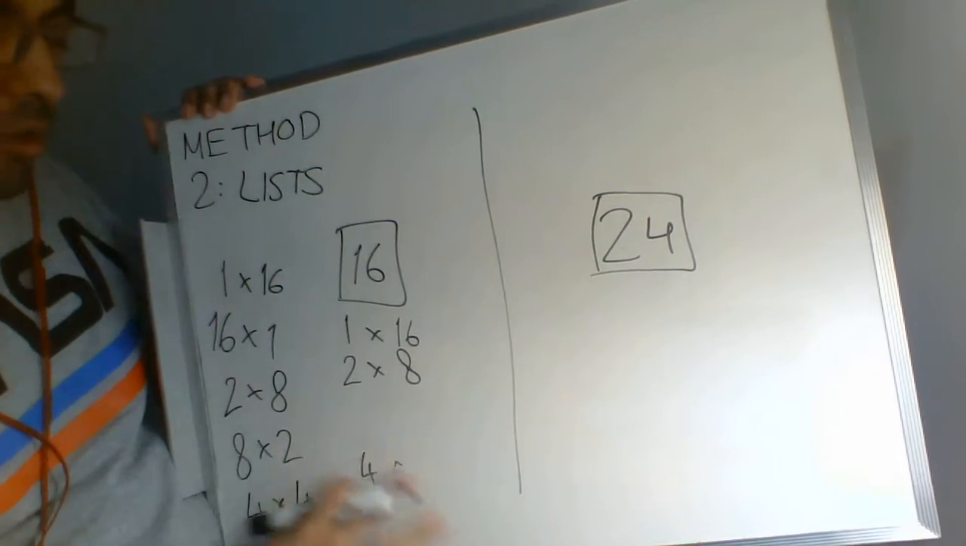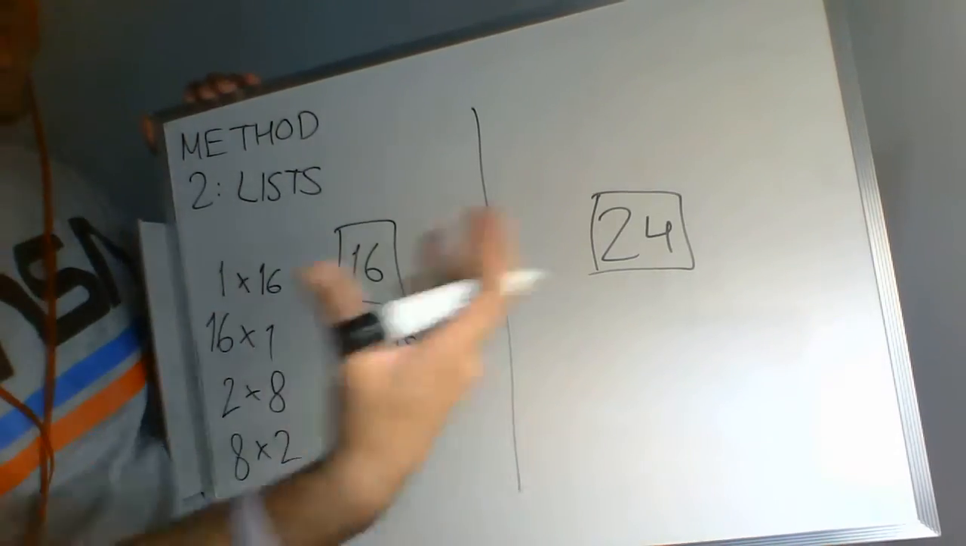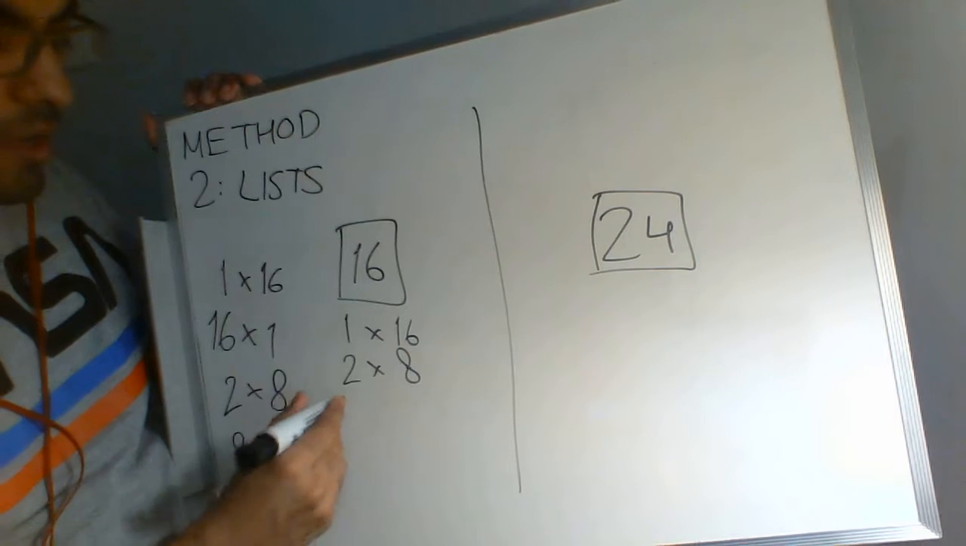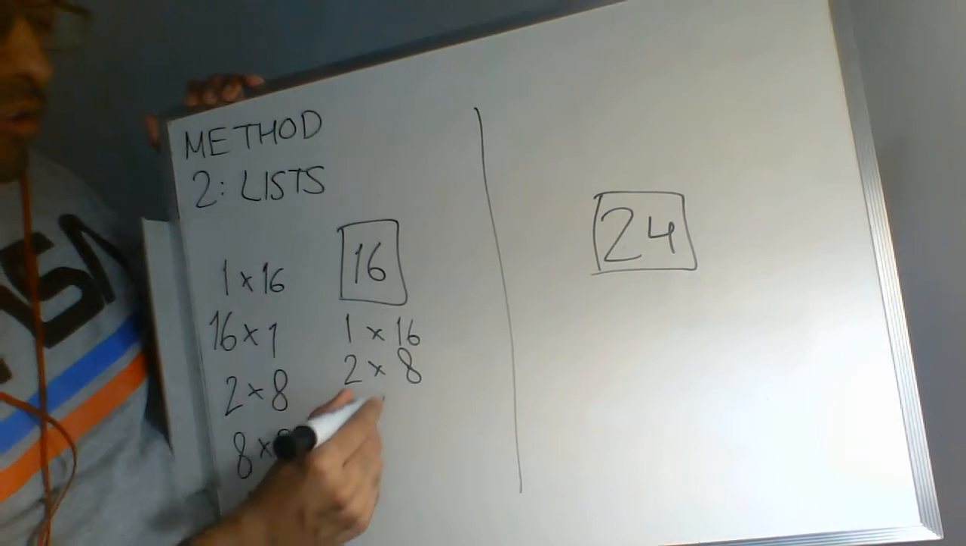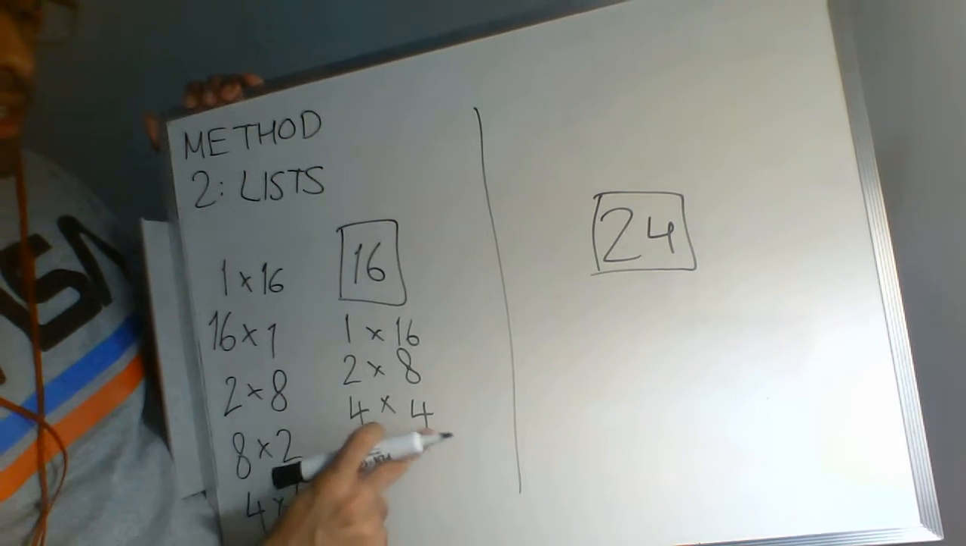You don't have to write them all out. You can sort of go through them one at a time. Think about it. Will 3 times something give me 16? Is 16 divisible by 3? If not, you just move on. 4 times what will give me 16? Well, 4 times 4 will give me 16.